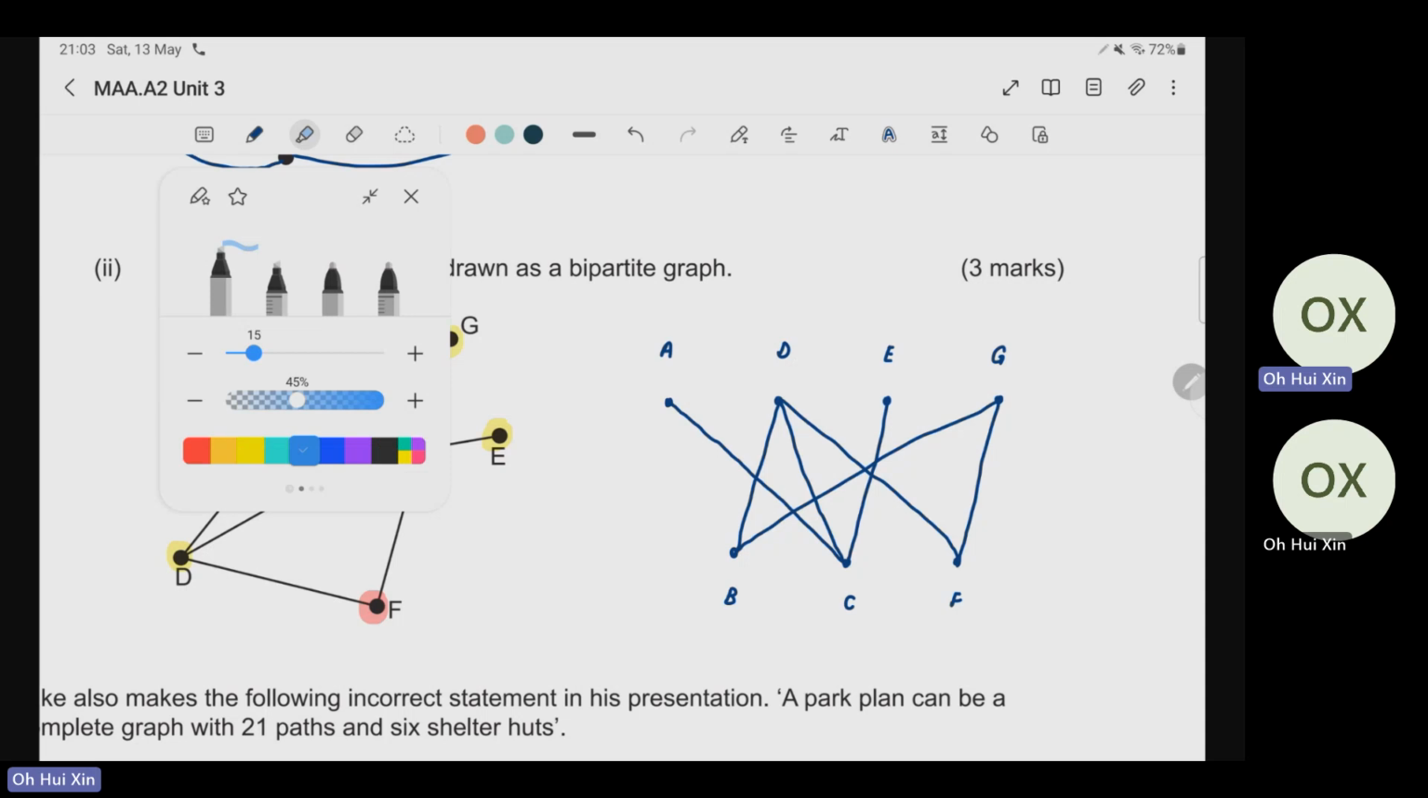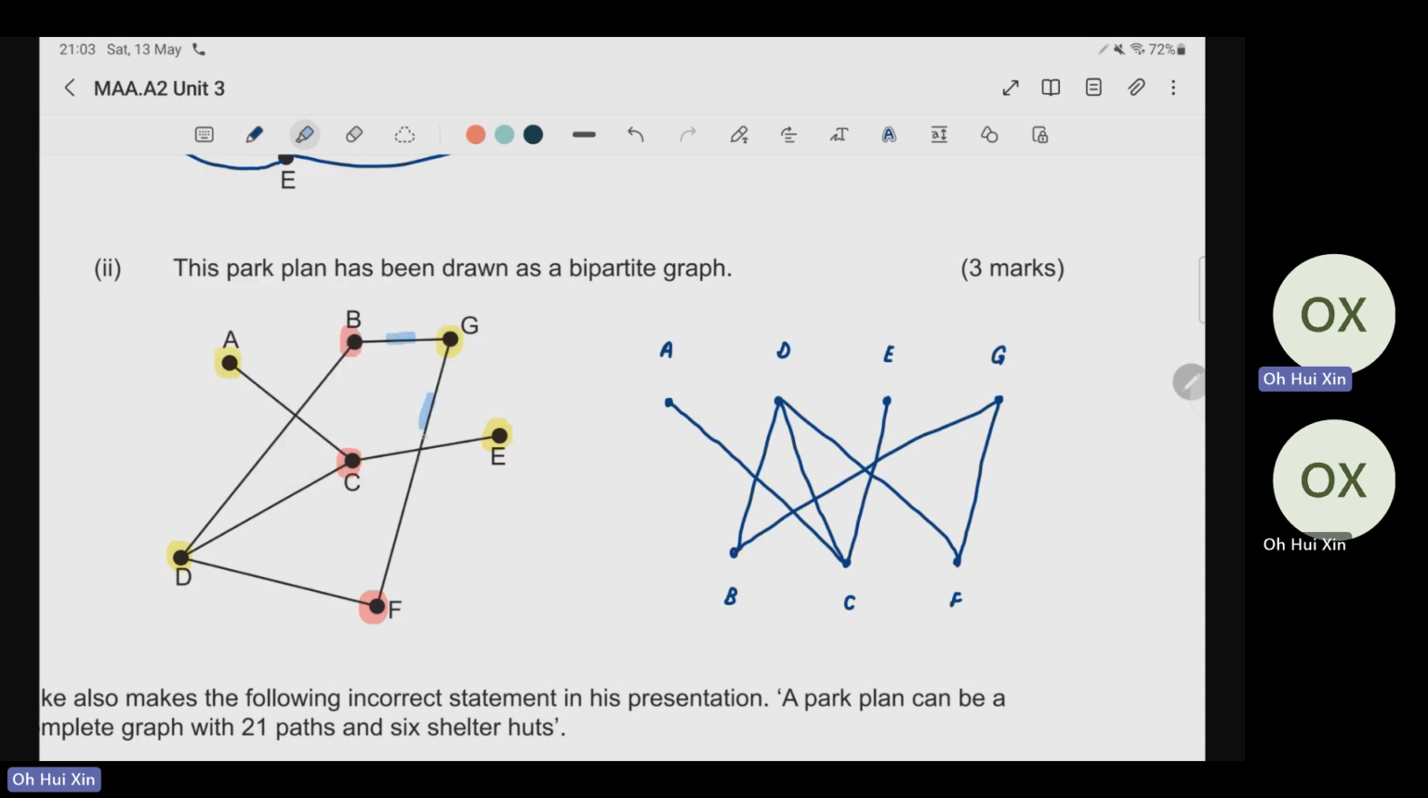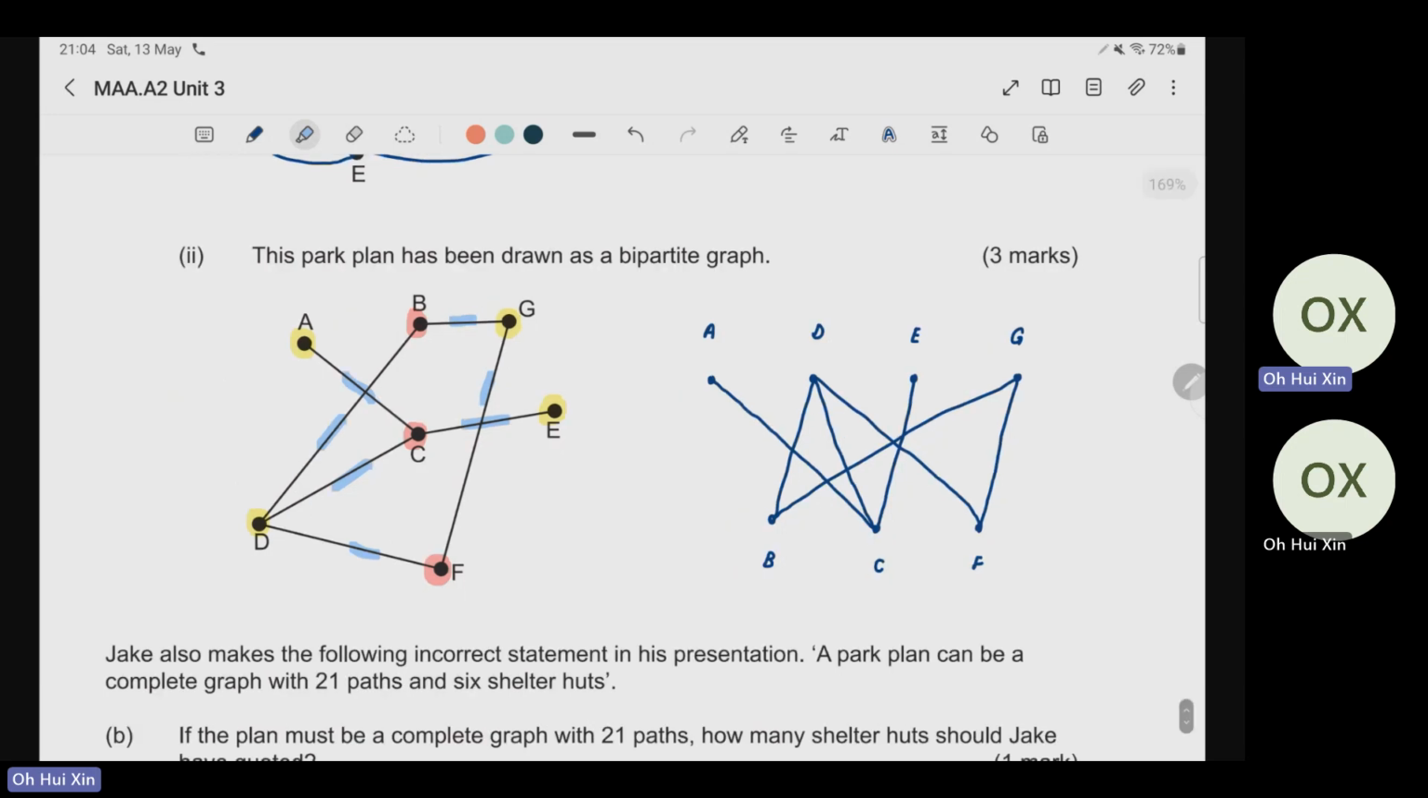So you have a total of 1, 2, 3, 4, 5, 6, 7 edges. So when you look at it, you're supposed to get 7 edges also in your new graph. And then all the adjacencies should be the same. Okay, so that's your answer for part 2.